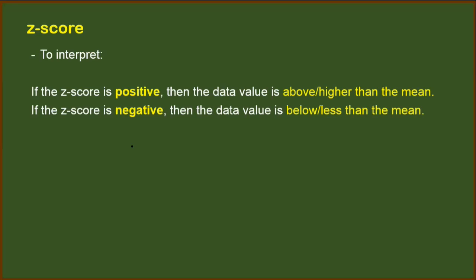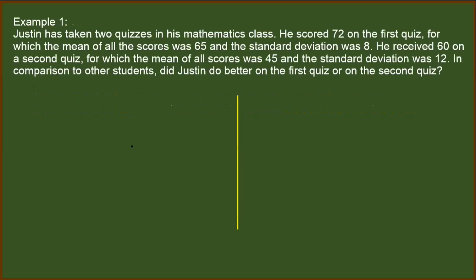So let's have this example. For instance, Justin has taken 2 quizzes in his mathematics class. He scored 72 on the first quiz, and that first quiz has a mean of all the scores of 65, and the standard deviation is 8. As for the second quiz, his score is 60, but the mean of those scores is 45, and the standard deviation was 12. So, in comparison to other students, did Justin do better on the first or on the second quiz?